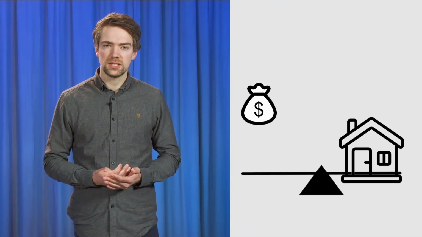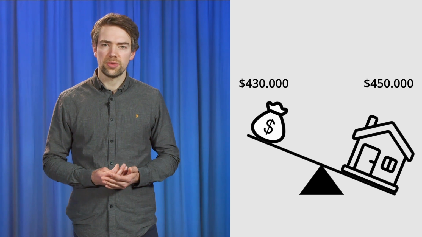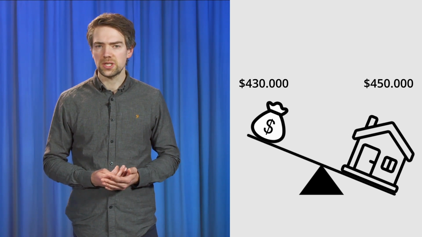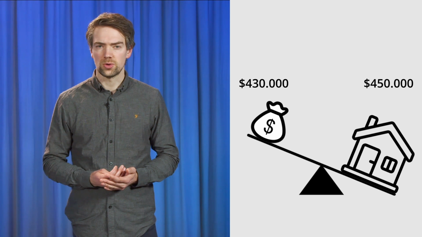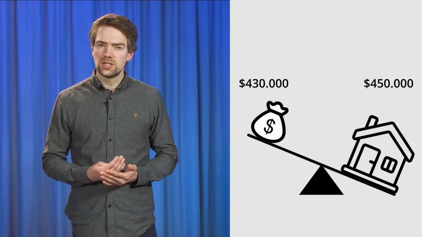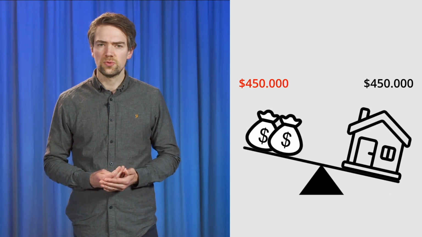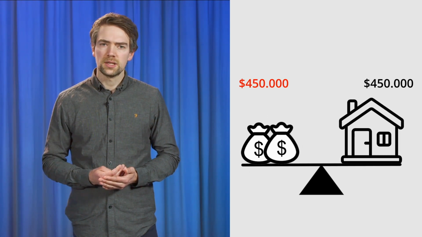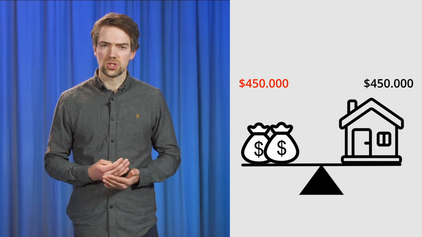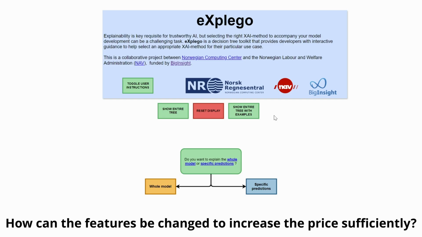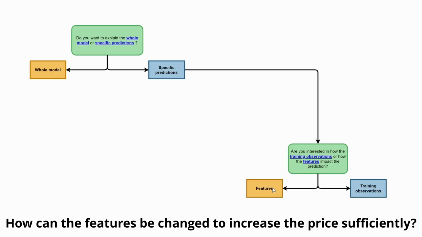Now, let's consider one last case. A homeowner looking to sell gets an estimated price of $430,000, leaving her $20,000 short to fulfill her new housing dream. She therefore wonders what she can do to increase the estimated sale price to $450,000. This time, our explanation question concerns a specific prediction rather than the model as a whole, so we start by going to the right. This case also concerns features, so we go left here.